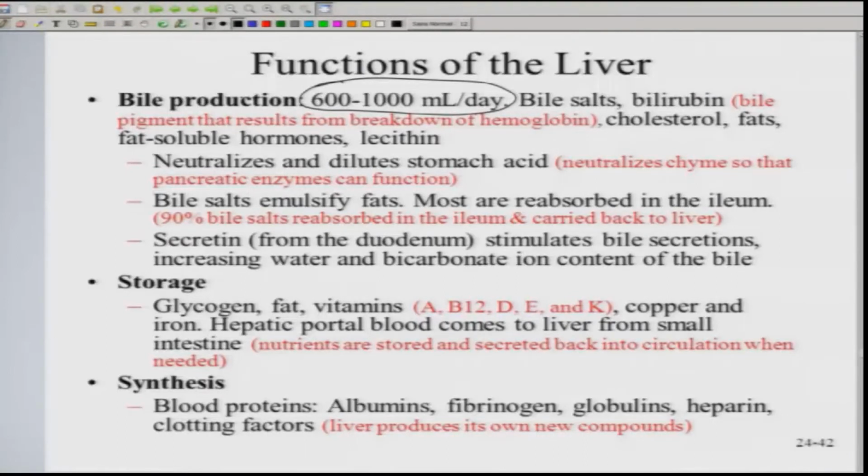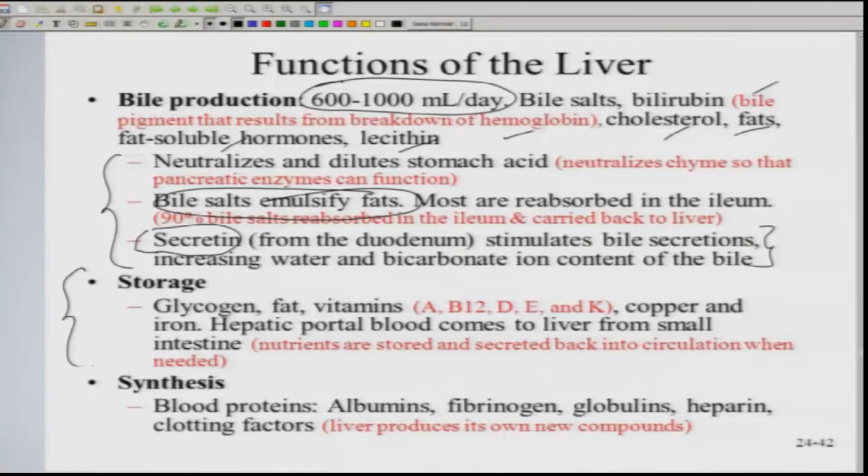Bile salts include bilirubin, the bile pigment that results from the breakdown of hemoglobin, cholesterol, fats, fat-soluble hormones, lecithin, whereas it neutralizes and dilutes stomach acid. Bile salts emulsify the fat, as I have already mentioned, and secretin, which is from the duodenum, stimulates the bile secretion, increasing the water and bicarbonate ion content of the bile.